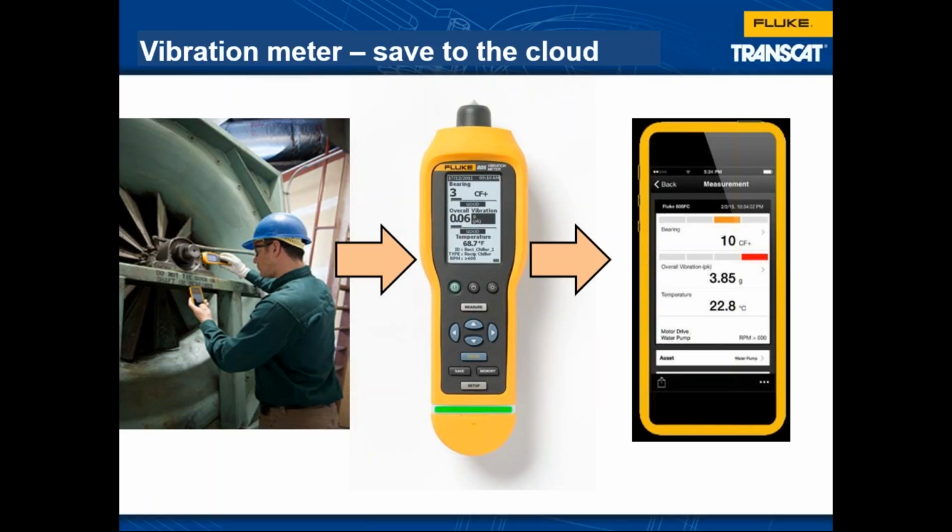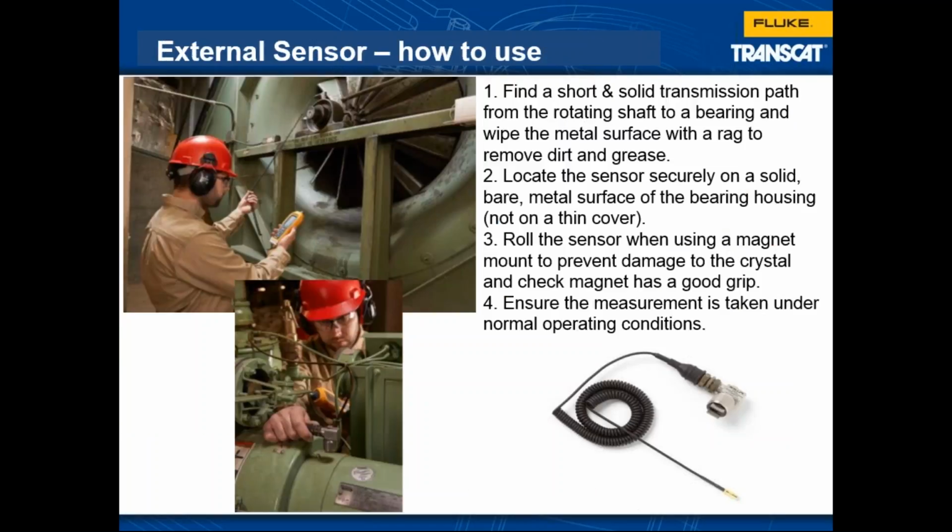What if you have a machine where it's hard to get the vibration meter into a tight place? Well, there are external sensors that you can plug in. These external sensors have a sensor with a magnet and a coiled cable. That way you can reach into tight places and take measurements from your vibration meter.